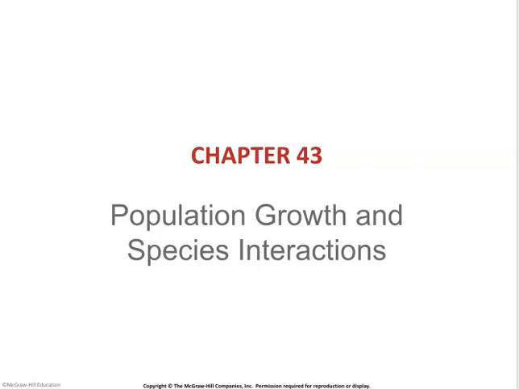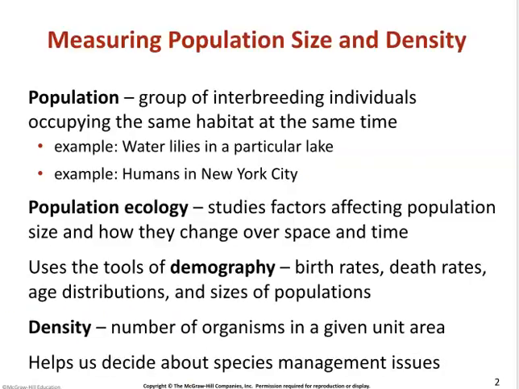This is the Chapter 43 lecture on population growth and species interaction. One of the first things we look at with population growth is what a population is, how we determine the size and the density of a population. A population is a group of interbreeding individuals.